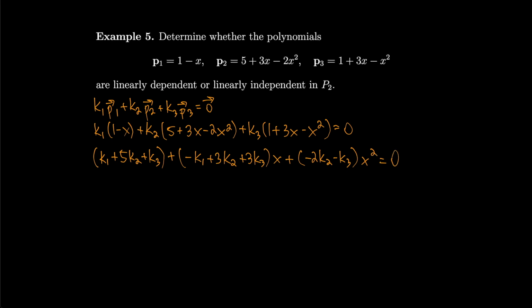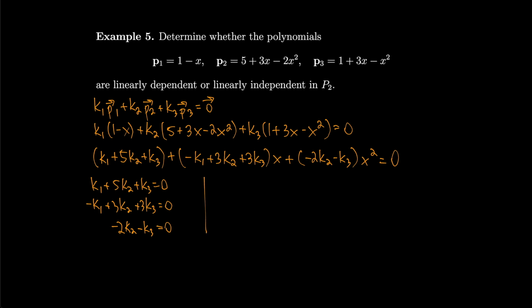So that means that each of these guys has to equal 0. So I get that k1 plus 5k2 plus k3 has to be 0. I get that minus k1 plus 3k2 plus 3k3 has to be 0. And I get that minus 2k2 minus k3 has to be 0.